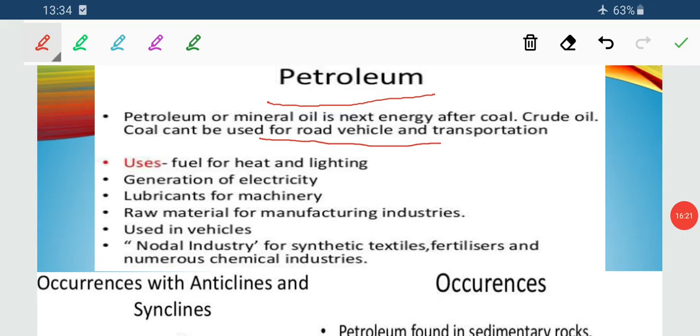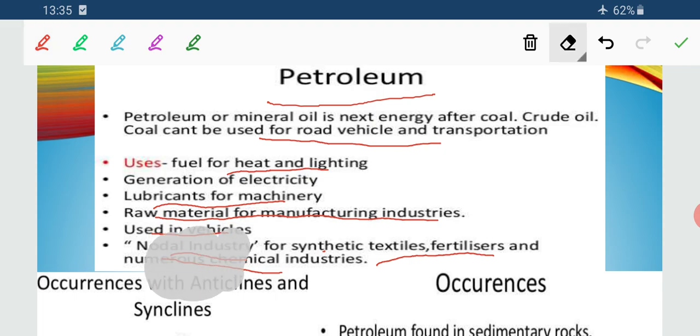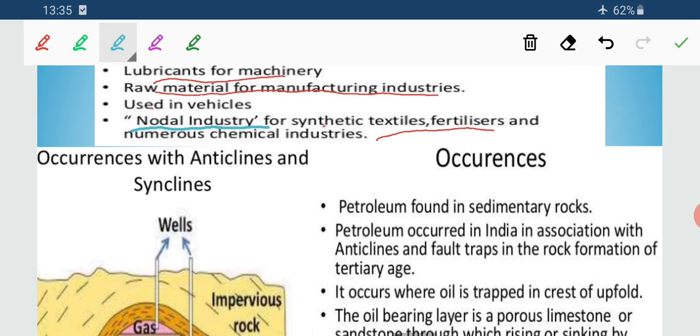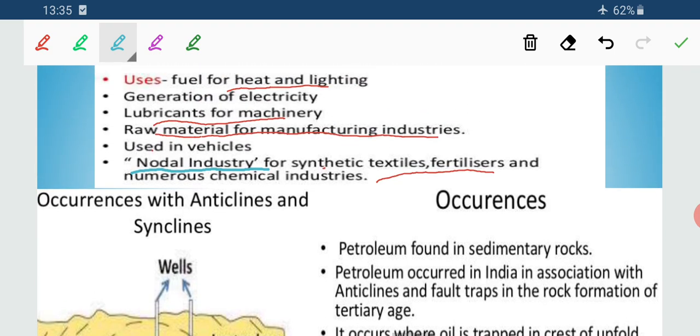Now the uses of petroleum. It's used for heating and lighting, generation of electricity, lubricant for machinery, raw material for manufacturing industries, and used for vehicles. And there is one important use: for the chemical industry and for synthetic fiber, it acts as a raw material. So it is basically considered a nodal industry, a base industry, because without petroleum we cannot proceed with the development of synthetic fibers or the chemical industry. So it is considered a nodal industry.